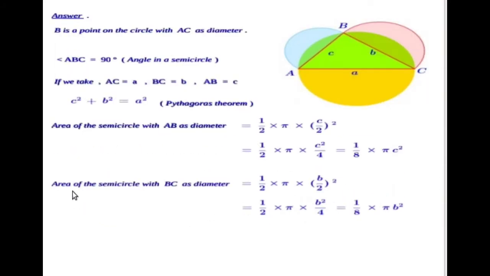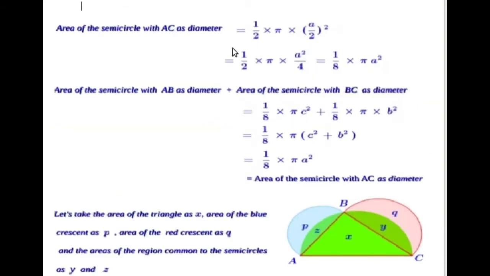Next we find the area of the semicircle with BC as diameter. The diameter has length b, so its radius is b by 2, and its area is half of pi into b by 2 the whole square, which is half into pi into b square by 4, which is equal to 1 by 8 pi b square. Now we are going to find the area of the semicircle with AC as diameter.